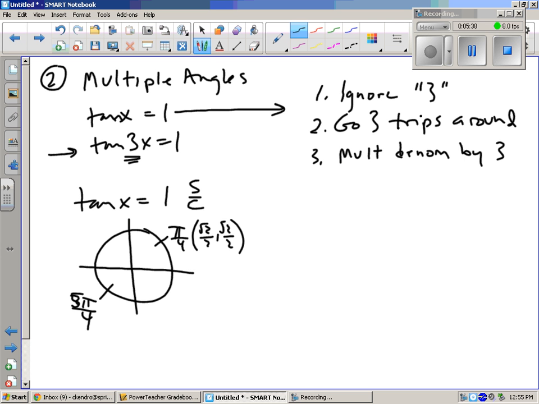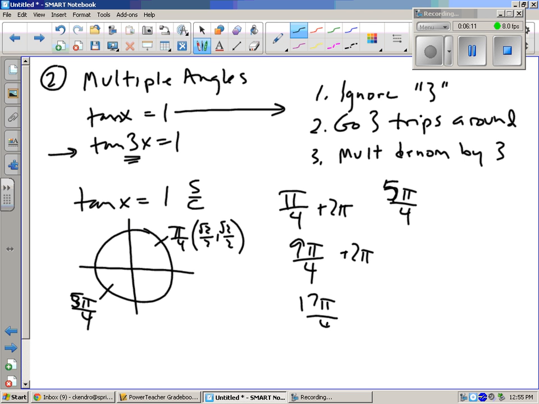But I need to go 3 trips around because there are more answers when you triple the x. There's triple the amount of answers. So to go around, all I have to do is add 2 pi. So I take my two answers, pi over 4 and 5 pi over 4, and I'm going to add 2 pi to that. Well, 2 pi is 8/4, so my next one would be 9 pi over 4. And then if I add 2 pi again it's 8, so that'd be 17 pi over 4.